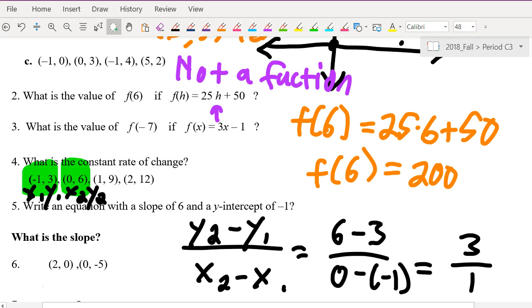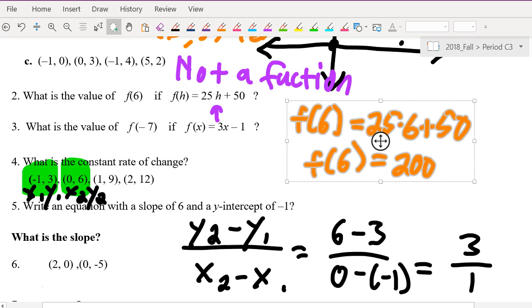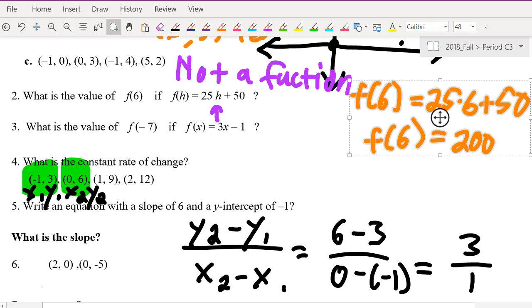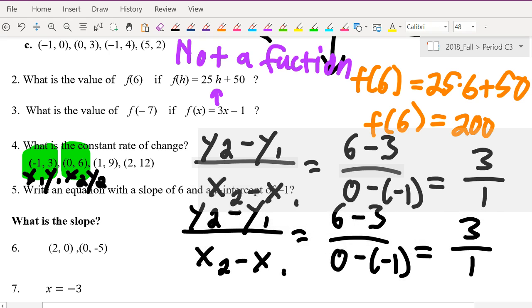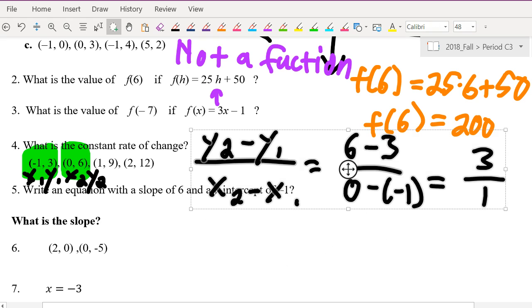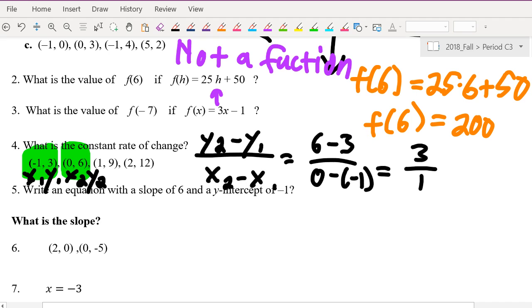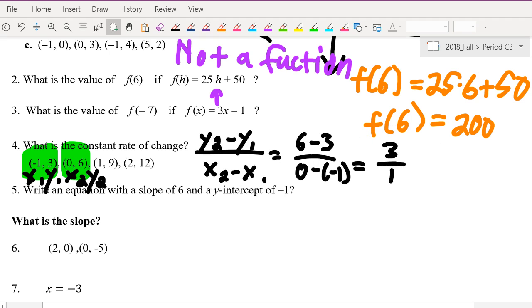I have 2 questions. First of all, I think that'd be possible. And second of all, if you paired up, like 0, 6, and 1, 9, and negative 1, 3, and 2, 12, would that still create the same one? Yes.